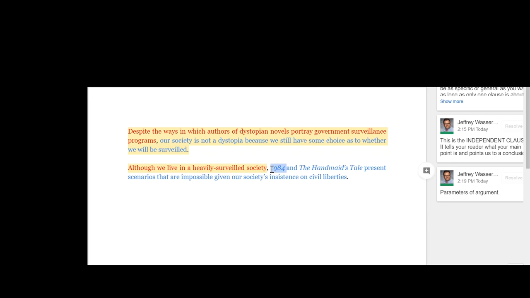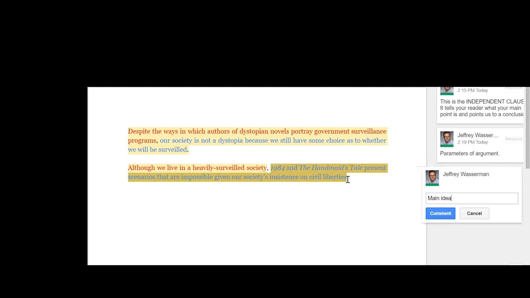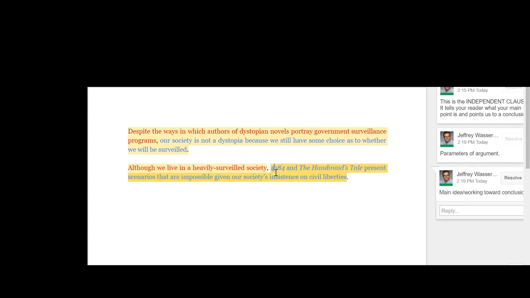So hopefully this gives you some ideas about how to create thesis or claim statements that are arguable and supportable, and shows you a way in which you can use your thesis statements to help you organize your essay overall.